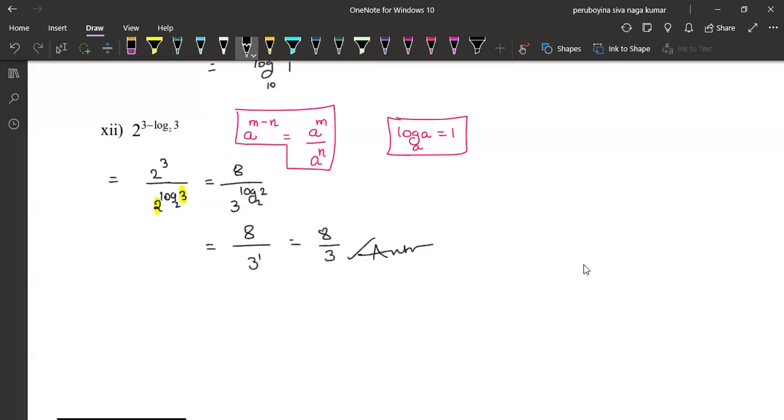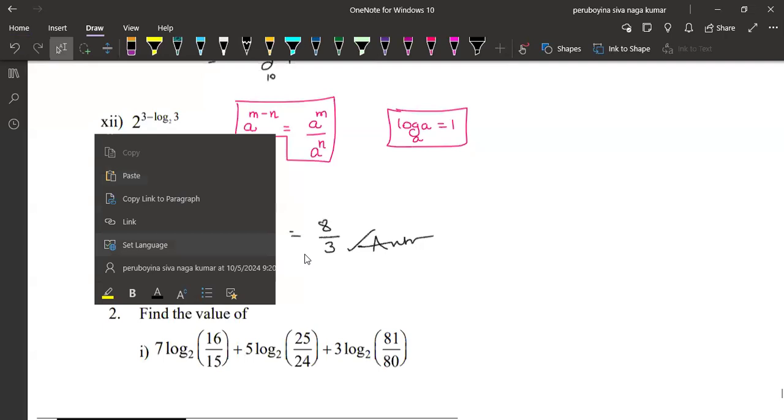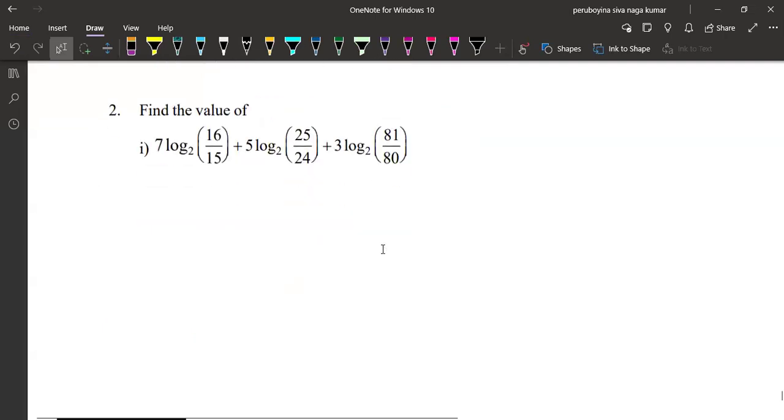Understood this question? How I solved this? Next problem, find the value of 7 log 16 by 15 under base 2 plus 5 log 25 by 24 log base 2 and 3 log of 81 by 80 base 2.